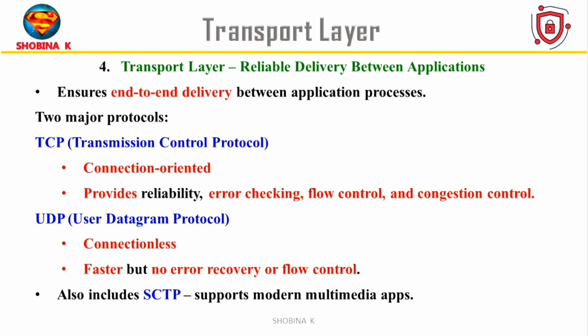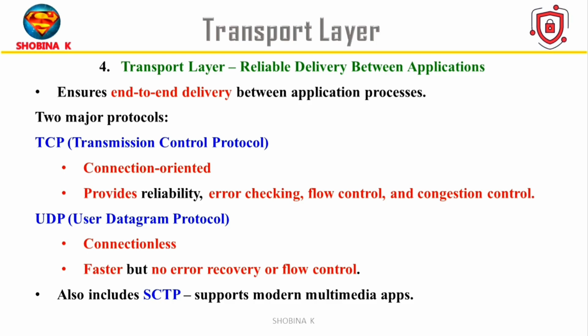UDP is another common protocol used in the transport layer. Each packet, called a datagram, is treated as a separate independent message. That is, in UDP, each user datagram is independent, meaning it does not depend on any previous or following datagrams. This independence is a key feature that defines UDP as a connectionless protocol.